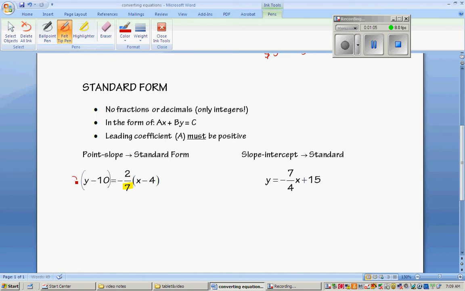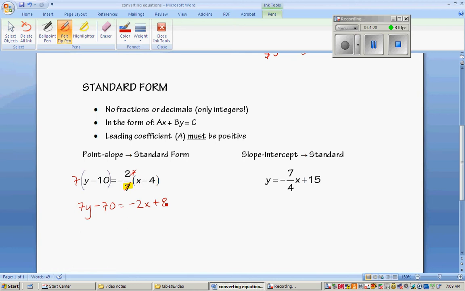So if I multiply this side by 7 and this side by 7, by distributing I get 7y minus 70. And here, before I distribute, 14 over 7 is going to give us 2. So we're just left with a little lonely negative 2 out there, which is going to be easy to distribute. Be careful of your signs.